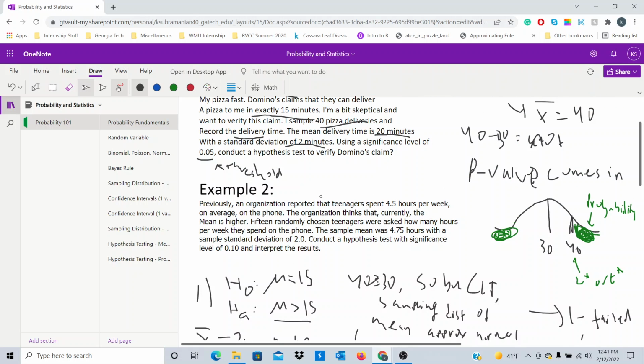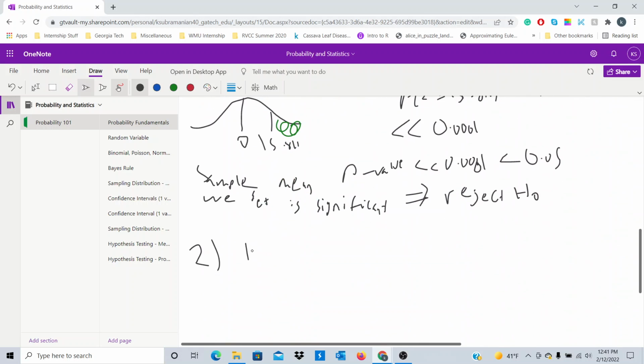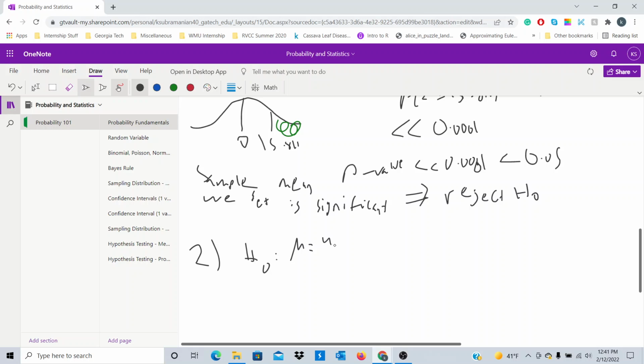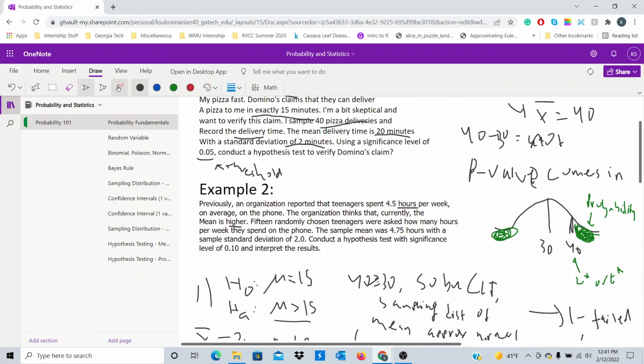Example 2: an organization reported that teenagers spent 4.5 hours per week on average on the phone. The organization thinks that currently the mean is higher. 15 randomly chosen teenagers were asked how many hours per week they spend on the phone. The sample mean was 4.75 hours with a sample standard deviation of 2. Conduct a hypothesis test with a significance level of 0.1 and interpret the results. All right, so what's the null hypothesis? Well, the mean time spent on the phone is 4.5 hours. The alternative hypothesis, the claim we're testing, is that the mean is actually more than 4.5 hours.